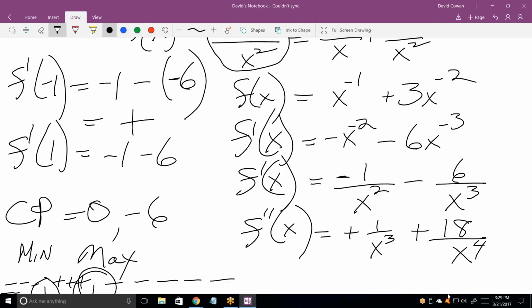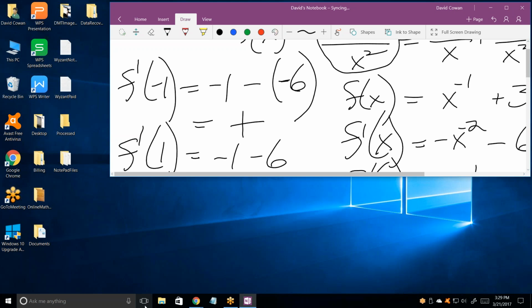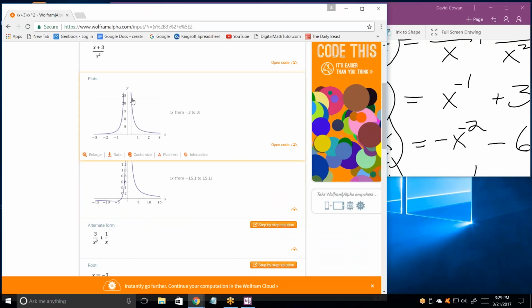And notice that f double prime is also not defined at x equals 0. It's neither positive nor negative. If we're looking for concave down, we're looking for a negative number. If we're looking for concave up, we're looking for a positive number. Well, this is neither. It's not defined, which fits this picture perfectly. The first derivative would not be defined at x equals 0. It's not differentiable at x equals 0.